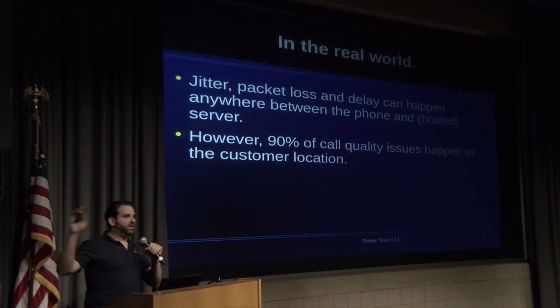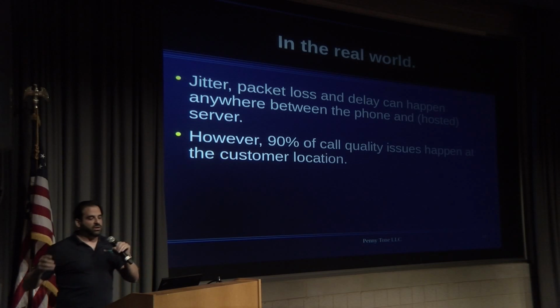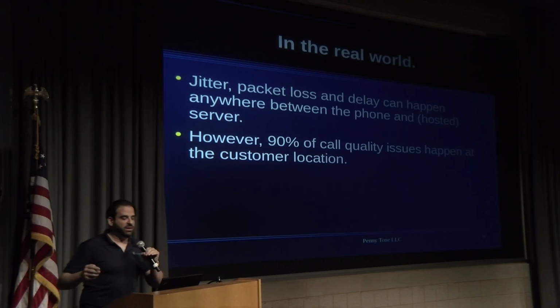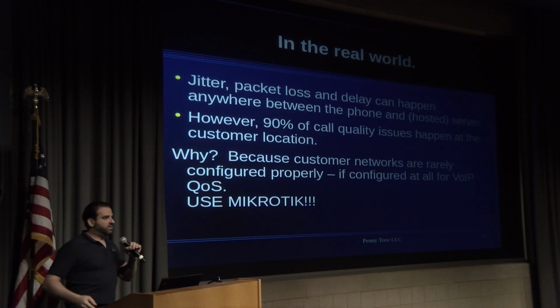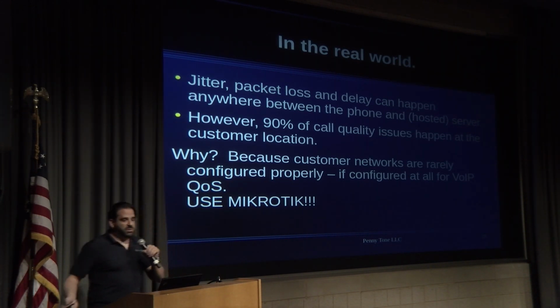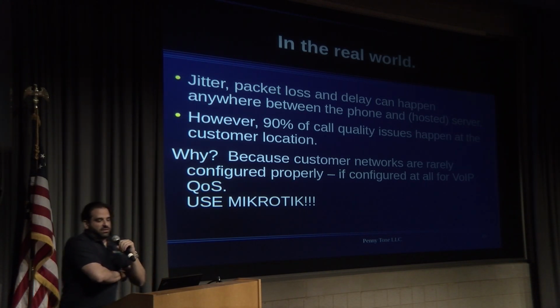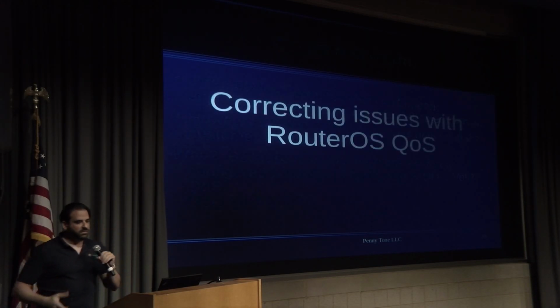ISPs have done their part to keep their networks nice and clean, in good order, and quick, with enough available bandwidth. Then what we have to do is start taking care of the customer's end, because like I said, that's where we found most of the problems happening. And why does it happen at the customer's location? Because networks are rarely configured properly, if configured at all, for QoS and VoIP. So keep that in mind. Use a MikroTik.